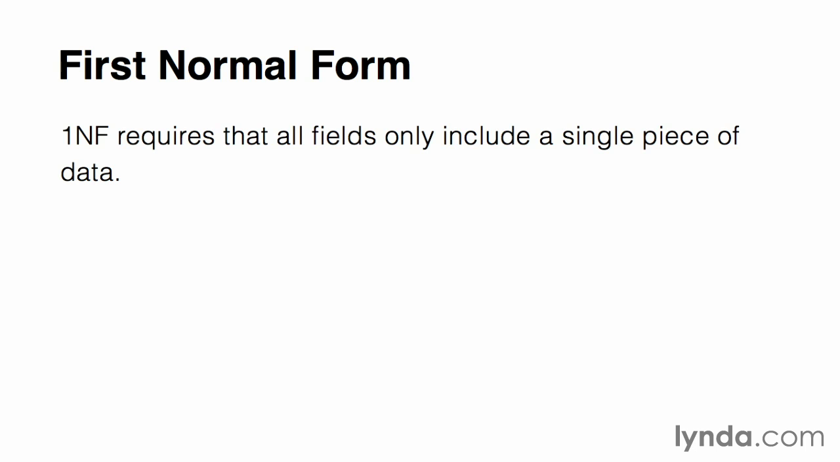First normal form, or what is sometimes abbreviated as 1NF, requires that all fields only include a single piece of data. Here, we're looking to remove what are called multi-valued fields from our tables. Typically, these show up as comma-separated lists of values that are all stored in a single cell. In a hospital database, this might look like a list of medications that a patient is currently taking, or in a products table, it might be a list of features or benefits.